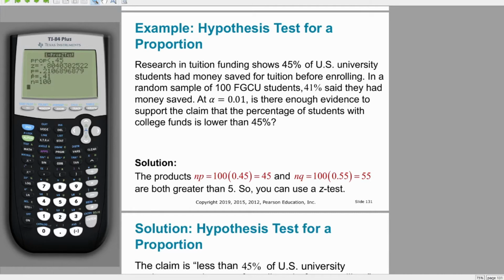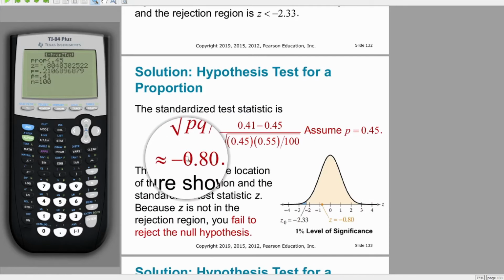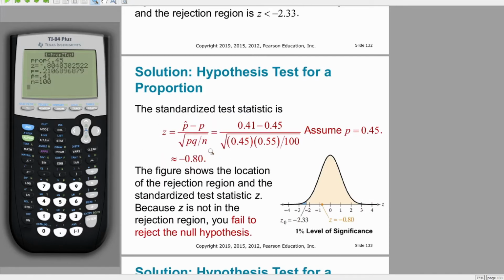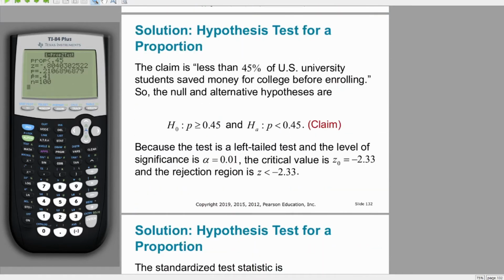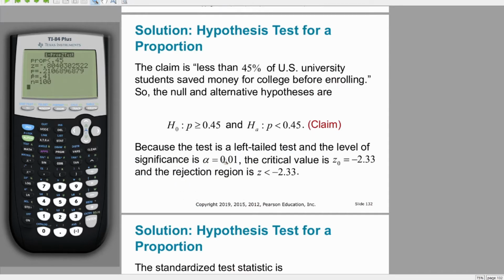If we run that computation, we get a z-score of negative 0.80, with an attached p-value of 0.21. If we think about this in terms of a p-value approach, the p-value is considerably larger than alpha, so we would say that we cannot reject the null hypothesis.